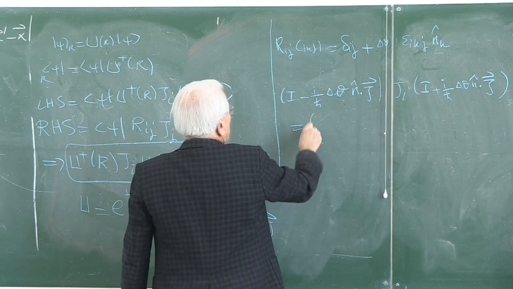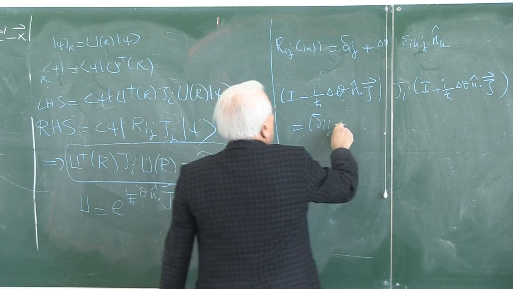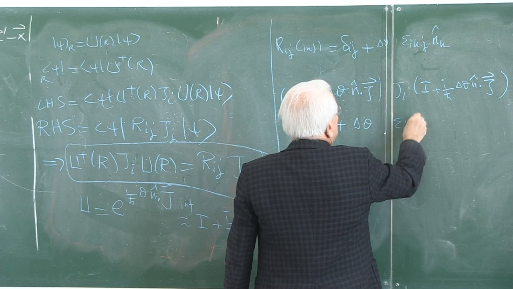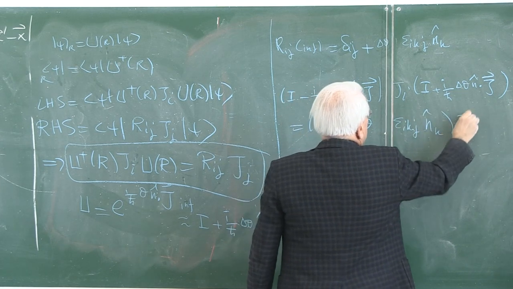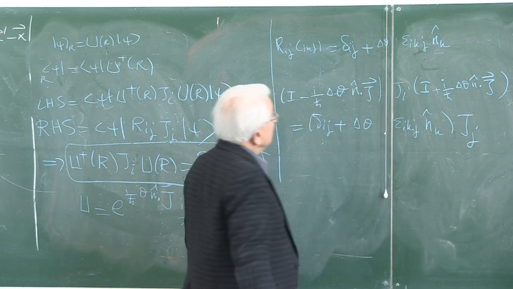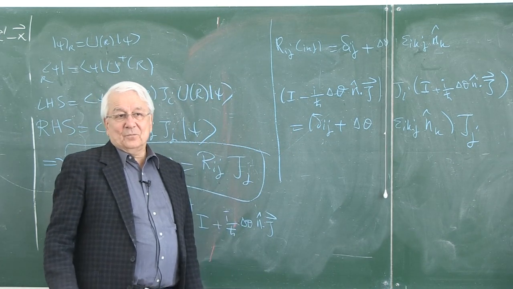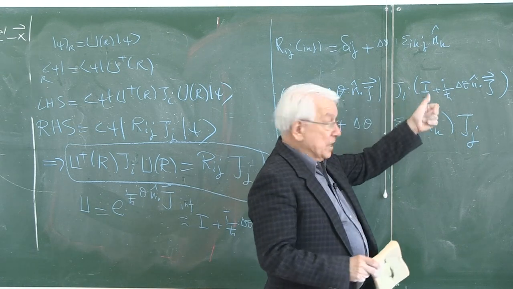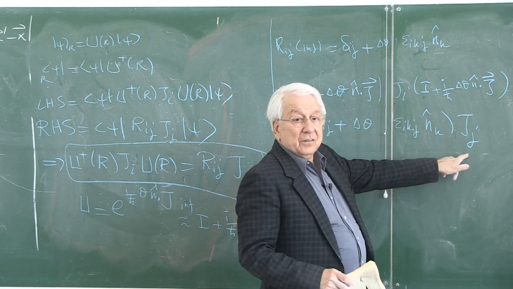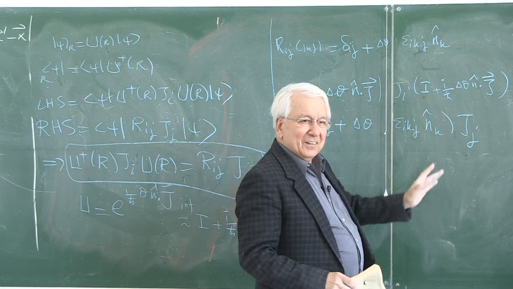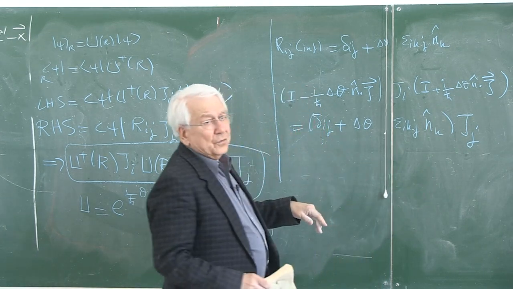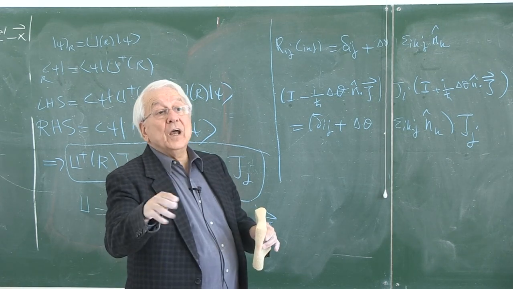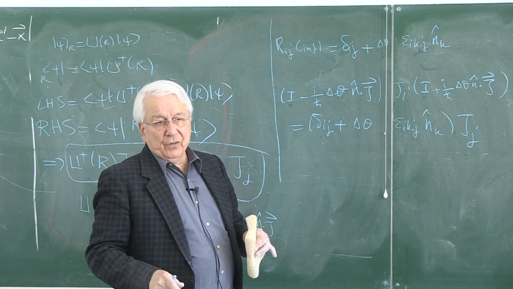And what about the right-hand side? The right-hand side is delta_IJ plus delta theta epsilon_IKJ, and K times J_J. That's the right-hand side. Notice that delta_IJ times J_J is J_I. They cancel. There are the cross terms on the left-hand side, which are linear in delta theta. There are delta squared terms we drop. We are doing infinitesimal calculus.